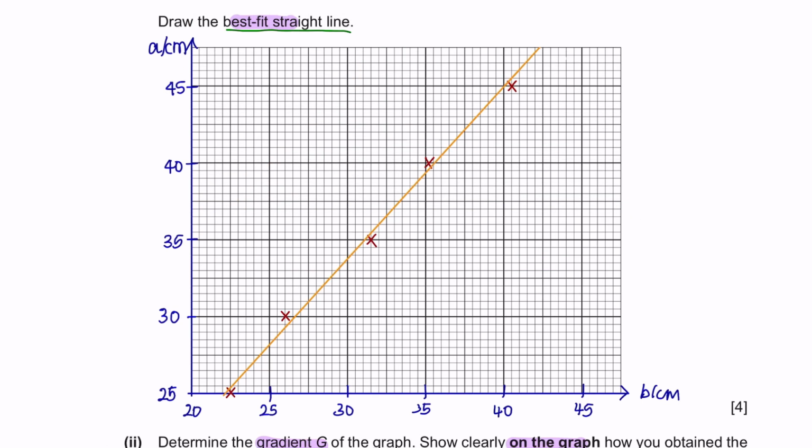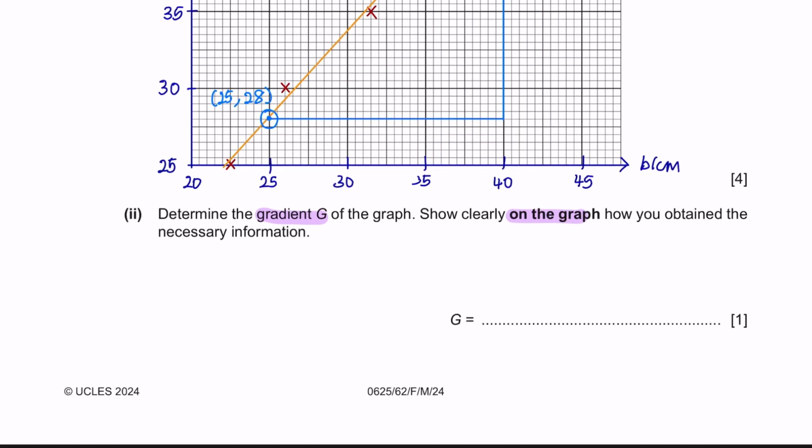To obtain the gradient, you have to use the triangle method, which is firstly indicating the points that we're going to use. So I will be using this point and this point, and just draw a triangle connecting them. Identify the coordinates of your point. For me, it is (25, 28) and (40, 45). And then you're going to calculate the gradient by taking the difference of the y-axis and dividing it by the difference of the x-axis. And you will get a gradient of 1.13.